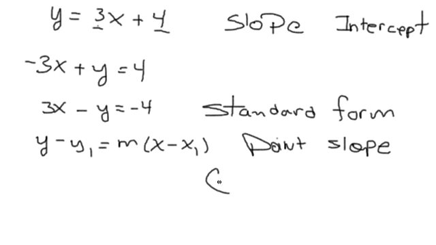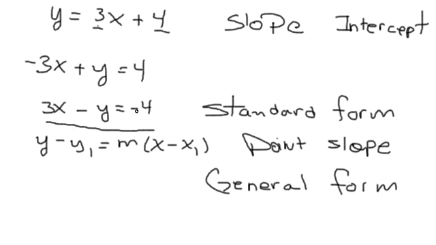There's the general form. The general form is nothing but this right here, except we're going to take this negative 4 over. So we have 3x minus y, and then we'll bring that 4 over, plus 4 is equal to 0. That is the general form. So: slope-intercept, standard form, point-slope form, and general form.